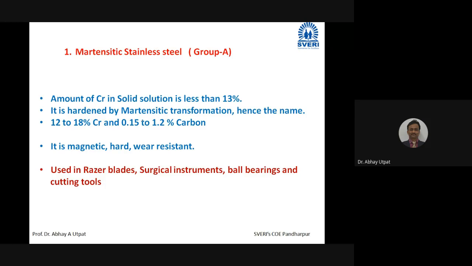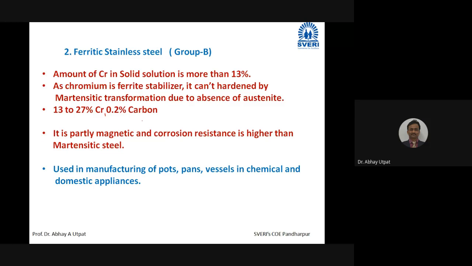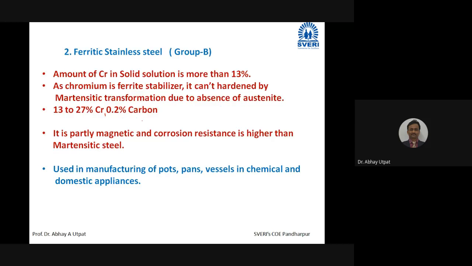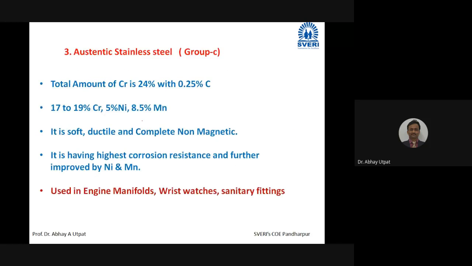So once again, these slides you see: martensitic stainless steel, ferritic stainless steel, you can take a screenshot. This is austenitic stainless steel.